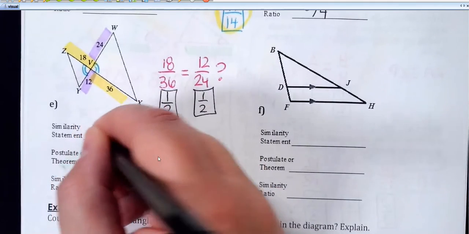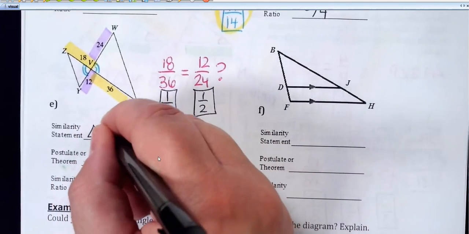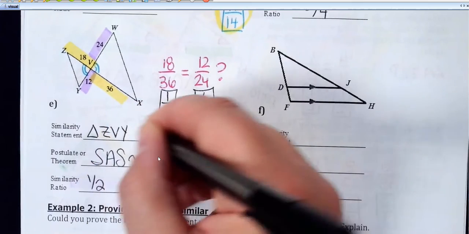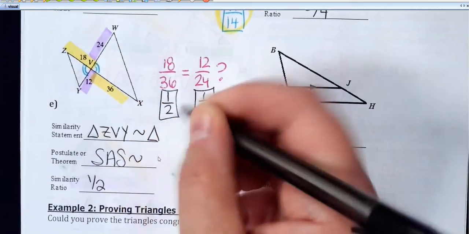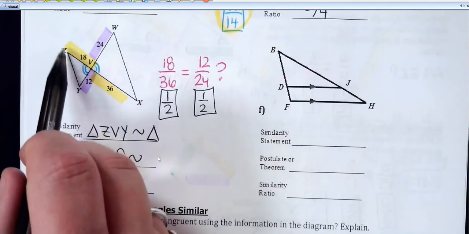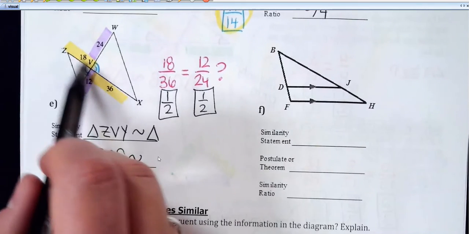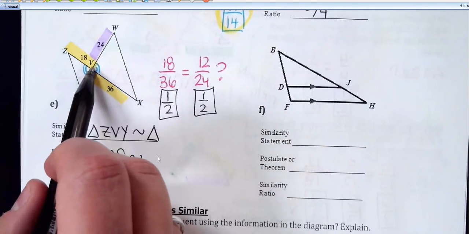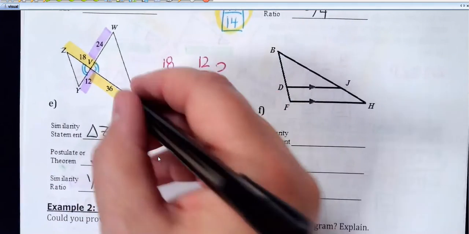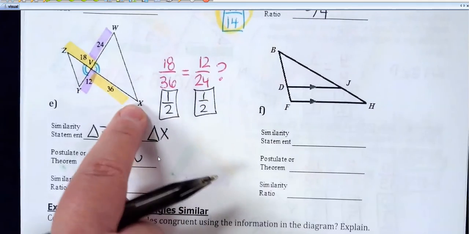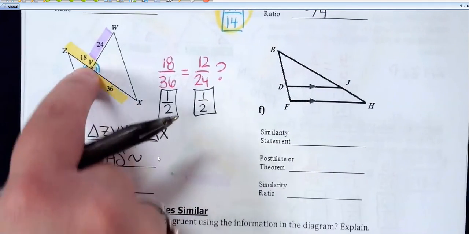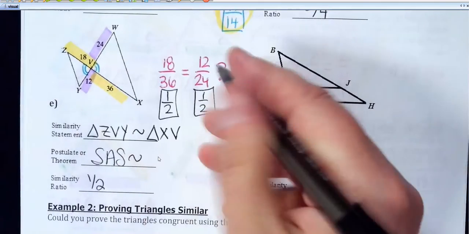Let me call the littler one ZVY, similar to triangle. Okay, now I went from Z to V, so I went down the yellow segment in my lovely picture to the vertical angle, so I got to repeat that. The other one I'd have to label to go down the yellow to the vertical angle would be XV, and then I'd go to W.